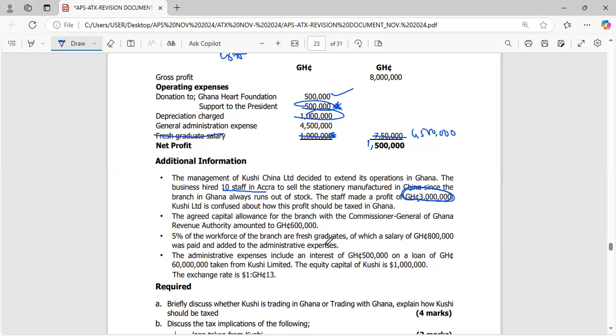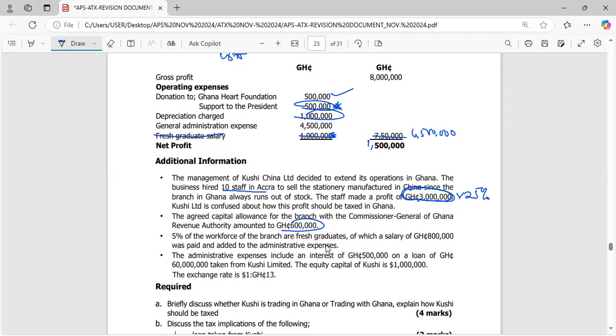That profit, I'm asking, will it be subject to tax in Ghana? Yes, it is derived from Ghana. Okay, so what will be the tax rate? 25%. So there will be tax on the 3 million because this amount is derived from Ghana. So tax at 25%. Capital allowance is given.